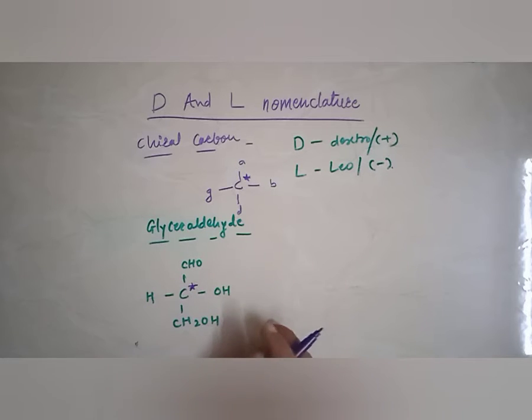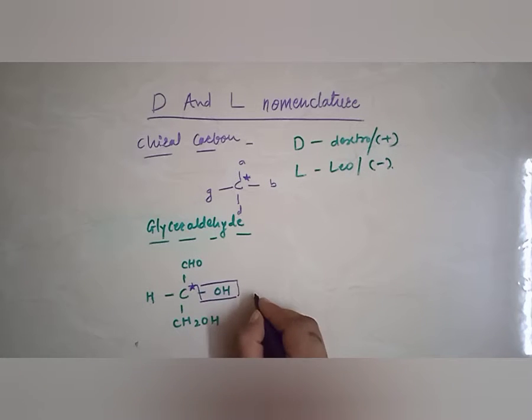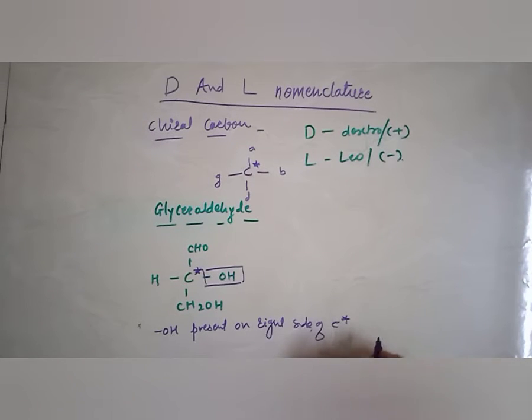Then dextro. Dextro means what? Consider this OH group, which is on the right side of the chiral carbon. So this compound is dextro or D. It means the OH group present on the right side of the chiral carbon is known as dextro or D. So it can be D nomenclature.